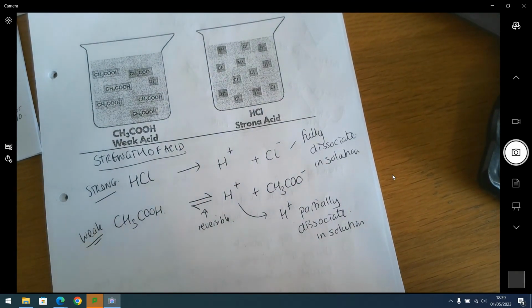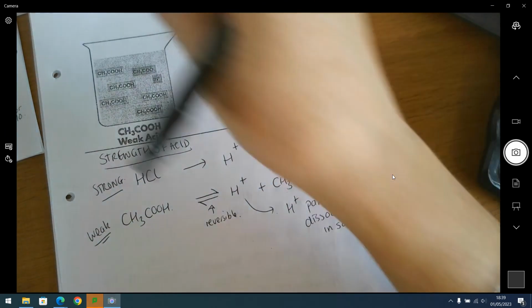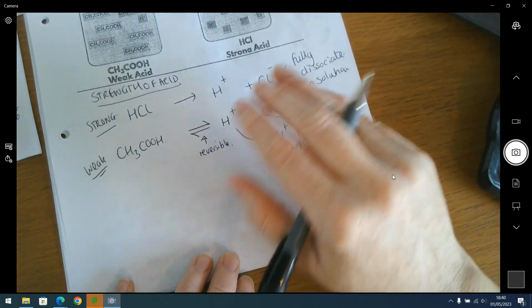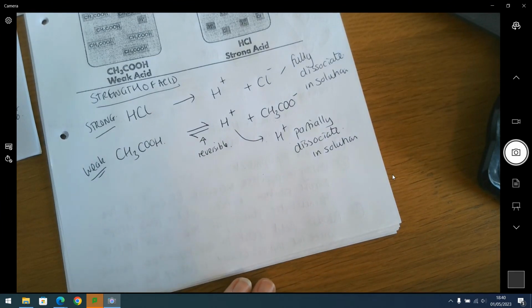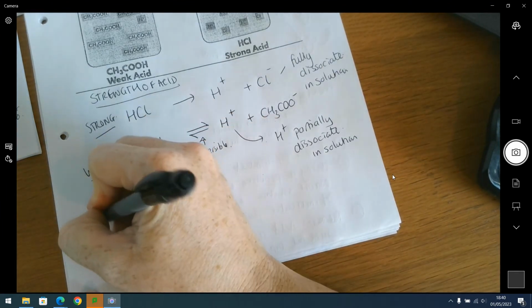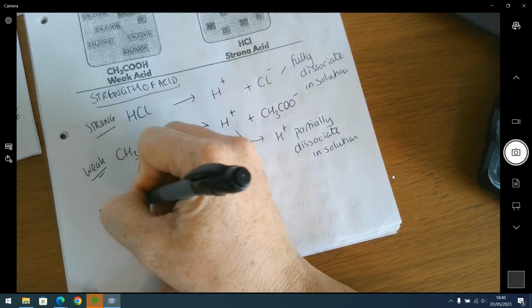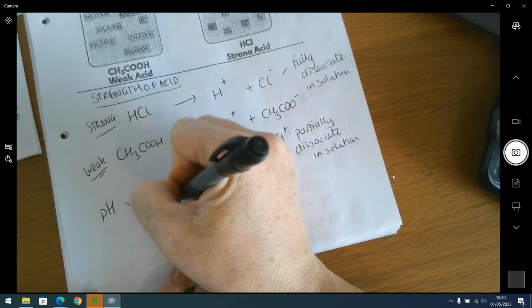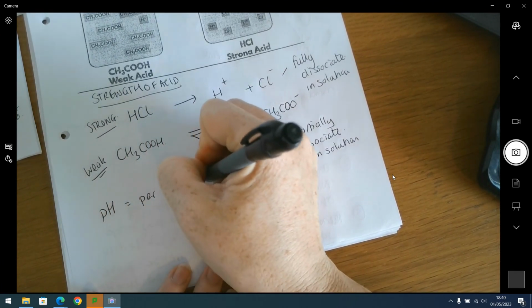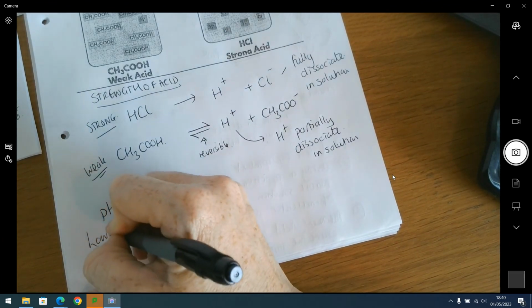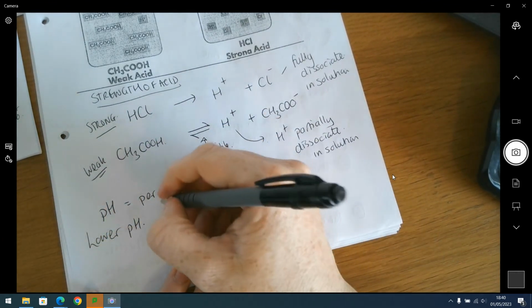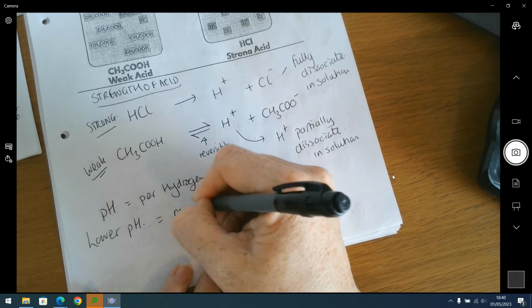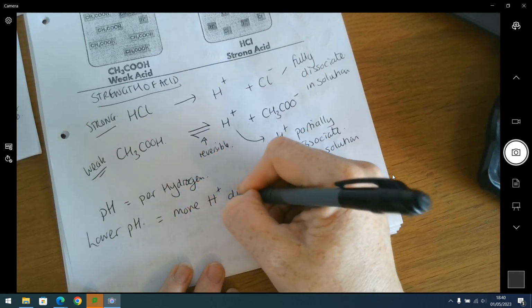So that is what we mean by the strength of an acid. Strong acids will fully dissociate in solution. Weak acids only partially dissociate in solution. And the pH is essentially a measure of how much dissociation has taken place. So as I've said already, pH is per hydrogen, so per hydrogen ions essentially. If I've got a lower pH value, that essentially means there is more hydrogen ion dissociation.